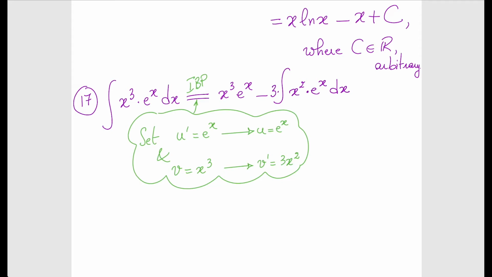Let's keep going then. How about we call this entity here J, J1 for after integrating the first time by parts. Now let's look at J1. J1 is equal to the primitive of x squared times e^x dx. Integration by parts again.